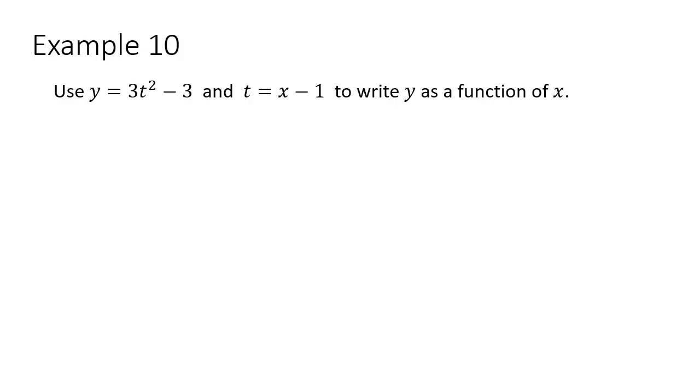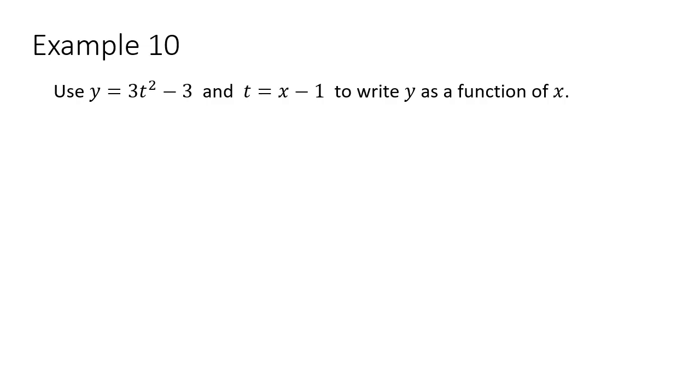So let's take a look at one more example, and this one's pretty straightforward, but it illustrates the fact that sometimes we use compositions without necessarily thinking of them as compositions. So in this case, we have y defined in terms of t, so we know y is equal to 3t squared minus 3, and we know t in terms of x. T is equal to x minus 1. We're asked to use this information to write y as a function of x. So we don't want y in terms of t anymore. We want y in terms of x.